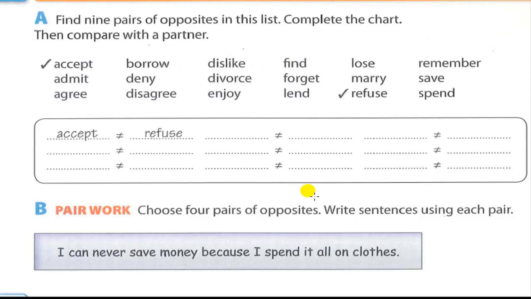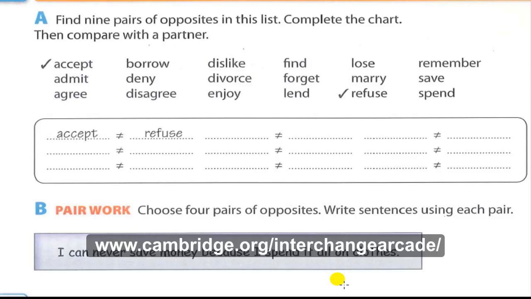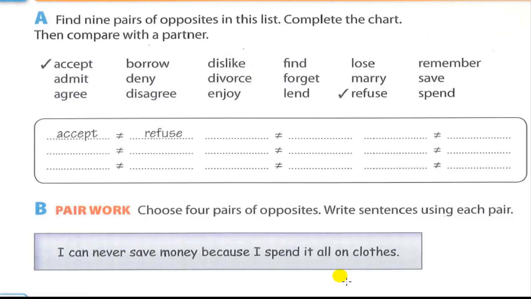That's the end of unit number 15, part 1. Homework. Number 1, keep the words by heart. 2, listen and repeat. 3, go to www.cambridge.org/interchangearcade/ for more questions for having fun. 4, answer 3 pages of the workbook. Unit 15, Part 1, Workbook, Interchange 2, 4th edition. Answer the first 3 pages.